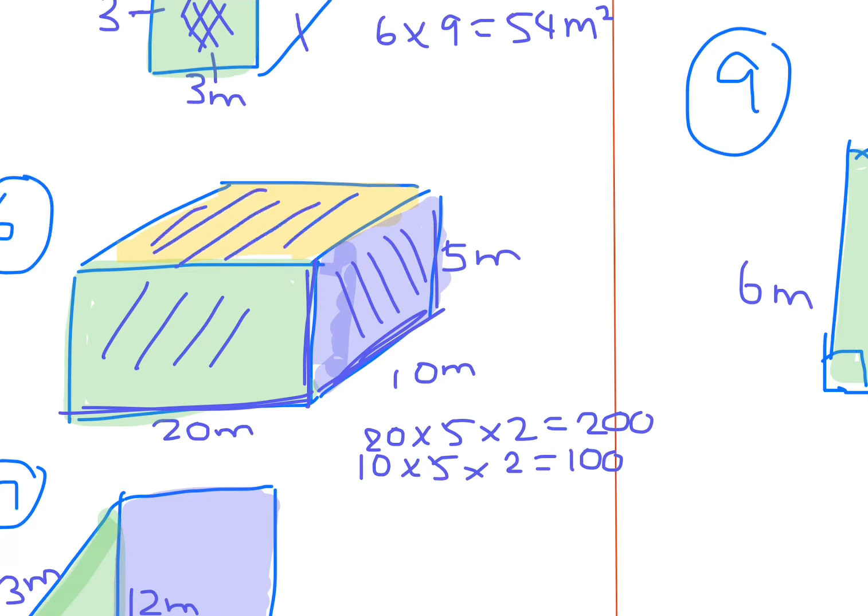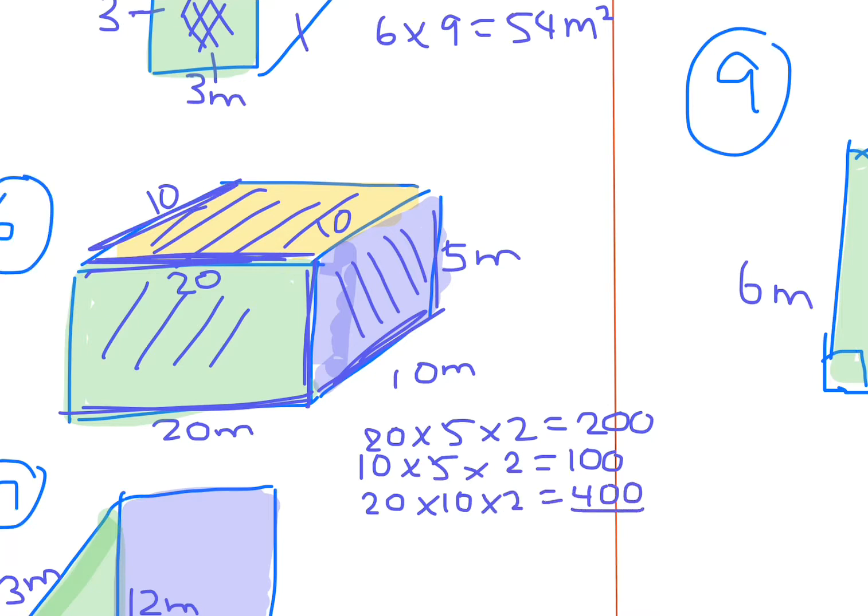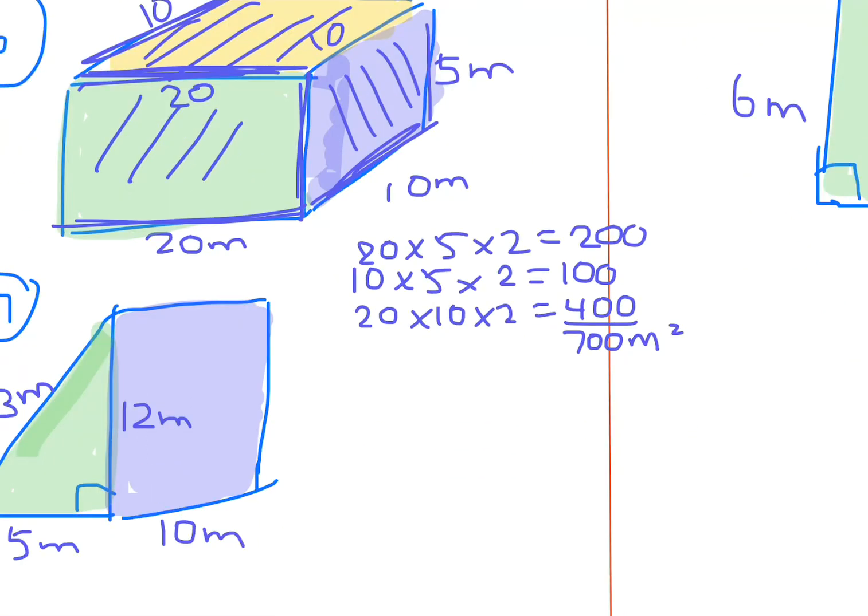And then the top. So that's 20 there. And this one here would be 10. So it's 20 times 10. So 20 times 10 times 2, which will give you 400. And then 700 metres squared.